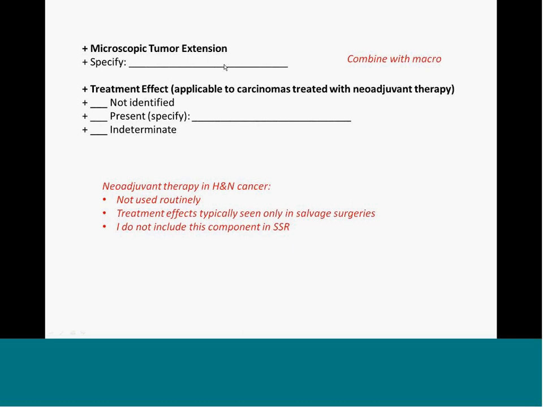Here's the next category, which is microscopic tumor extension. Again, I usually combine that in the diagnosis with the macroscopic tumor extension. Treatment effects: for all intents and purposes, neoadjuvant therapy is not used routinely in head and neck cancers. We typically see treatment effects only in salvage surgeries, so patients who've had chemoradiation but then fail that and then have to undergo surgery. I don't include this as a component of my synoptic report.